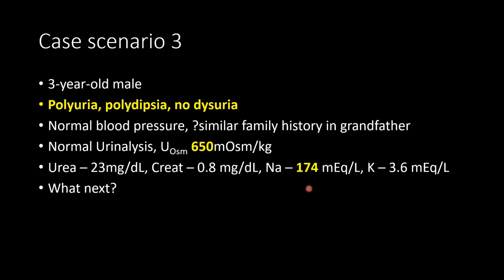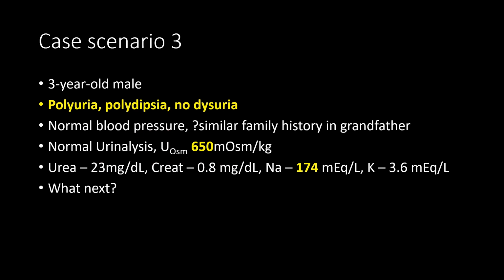What next? So polyuria, polydipsia, and no dysuria. That means urinary tract infection has been ruled out. Most likely the patient is not having diabetes mellitus, because it has not been mentioned. So assuming that normal glucose has been documented, we can rule out diabetes mellitus. The patient is having normal blood pressure. That means this is a case of euvolemic hypernatremia, not hypervolemic, not hypovolemic. It's a case of euvolemic hypernatremia. Urinalysis is normal and urine osmolality is more than 650 milliosmol per kg.